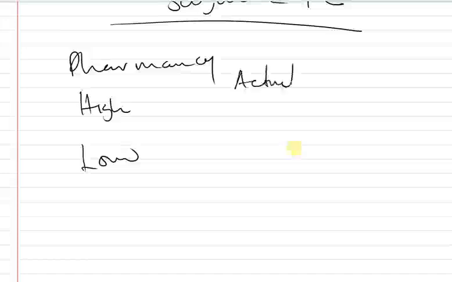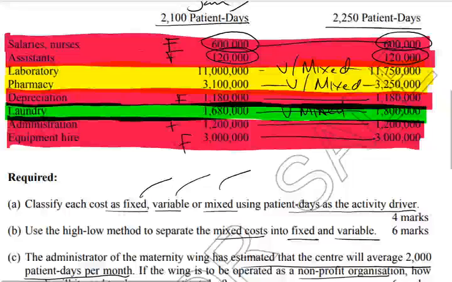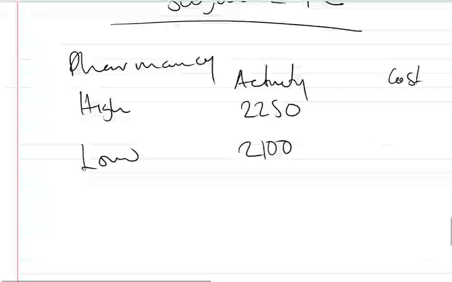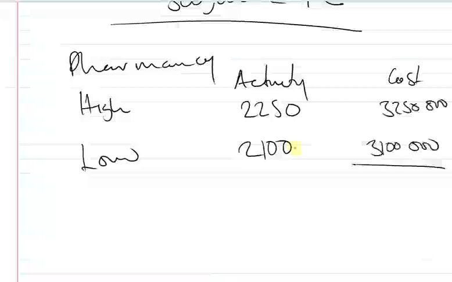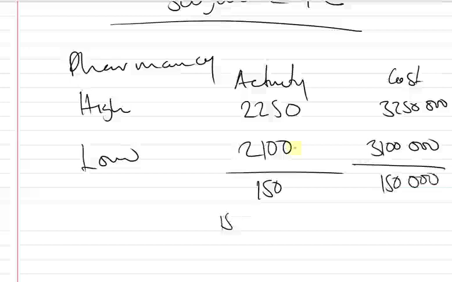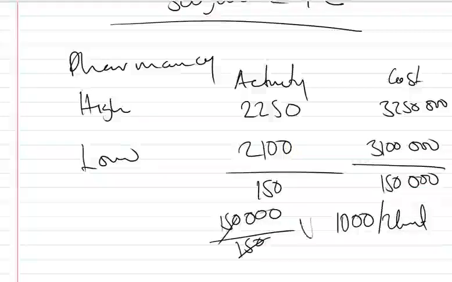Use the same high, low. Activity, cost. So we know highest activity is 2,250 and lowest activity is 2,100. Let us look at the corresponding cost. So pharmacy, low we had 3.1 and this one 3.250. So 150 here, here also 150. So dividing, we have 1,000 per unit as the variable cost per unit, right?